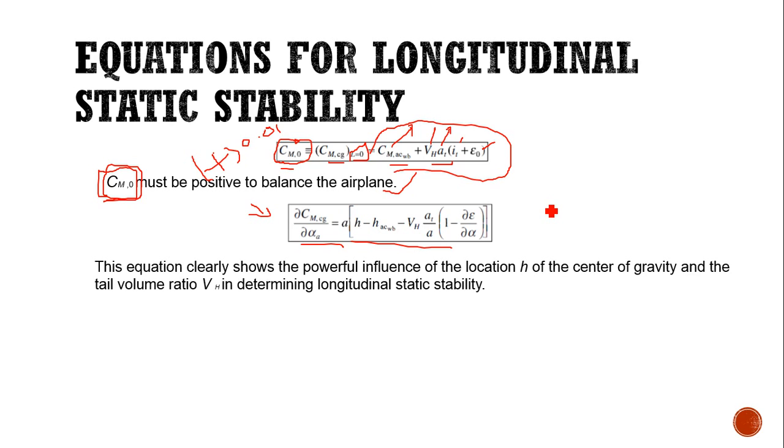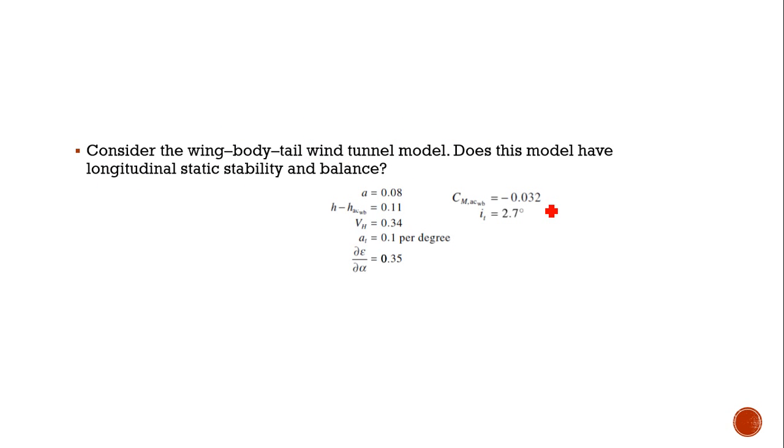Cm0 is for balancing the airplane. Here it is for whether the aircraft is longitudinally statically stabilized or not. We need to find the answers and conclude with the values.